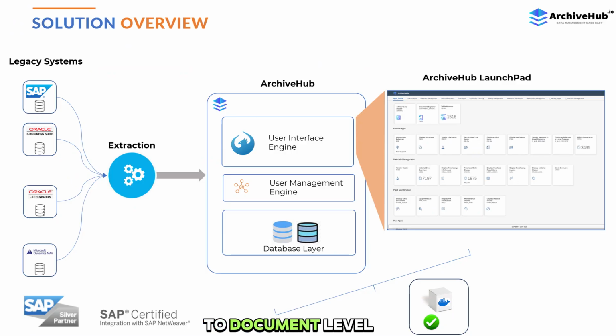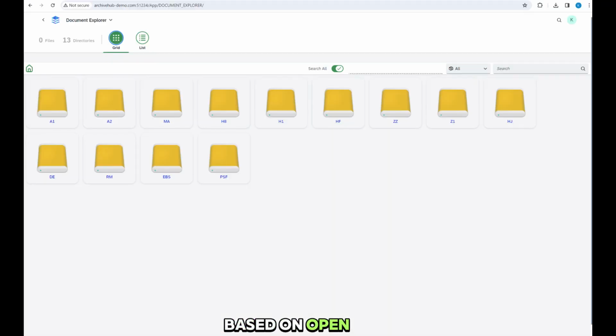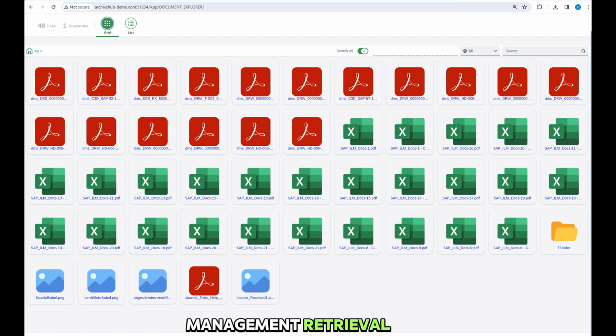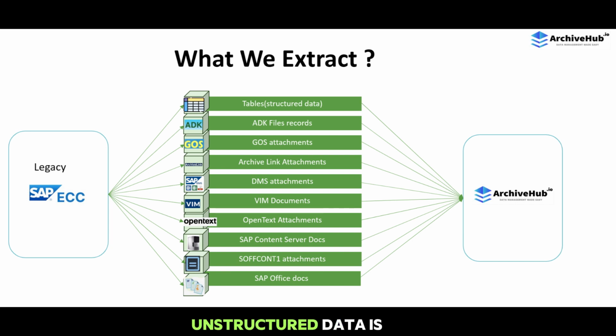Extraction and access to document-level attachments within ArchiveHub is enabled with an inbuilt content server based on open-source CMIS 1.1. This enhances document management, retrieval, and accessibility for streamlined business processes. The following types of SAP unstructured data are handled by our extractor.